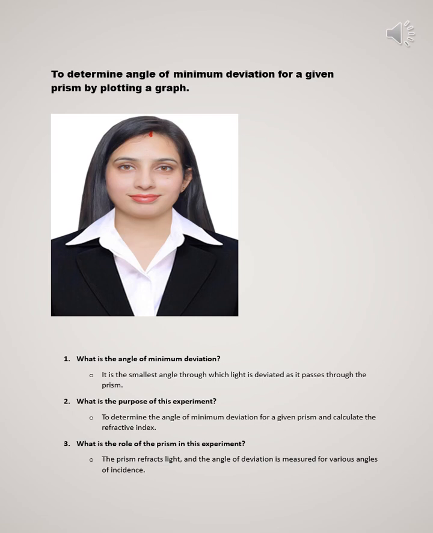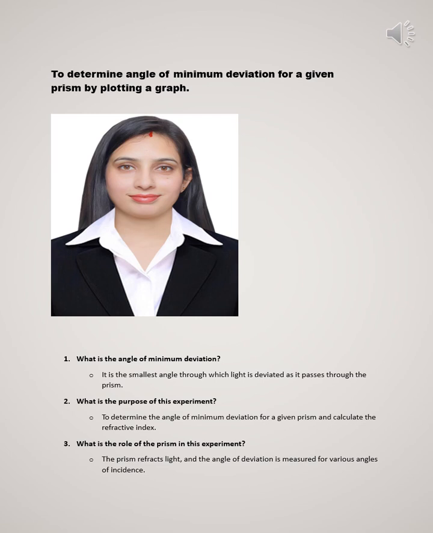In today's session, we will cover some of the most important Viva questions related to the practical named determining the angle of minimum deviation using a prism. So let's get started with the first question. What is the angle of minimum deviation? It is the smallest angle through which light is deviated as it passes through the prism.